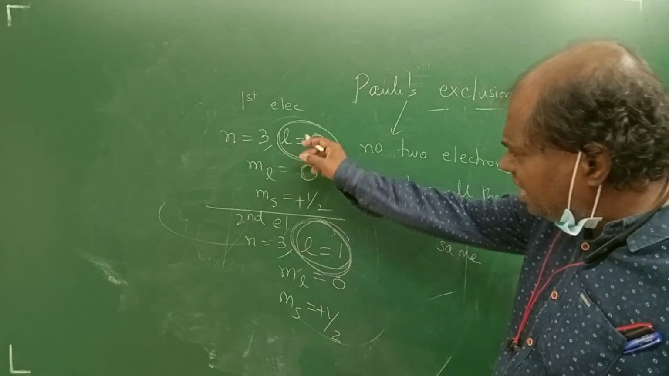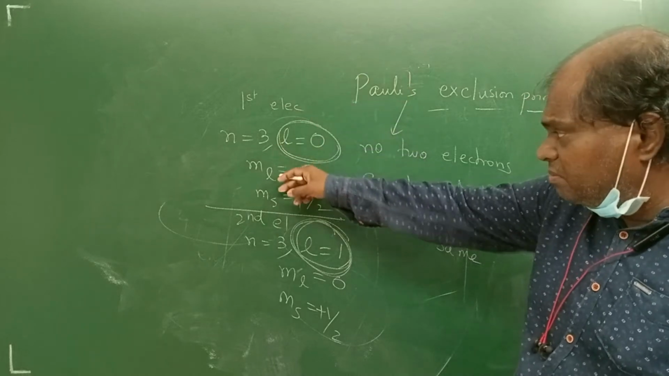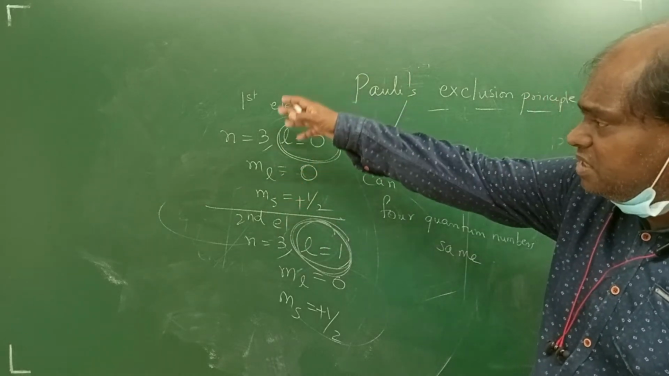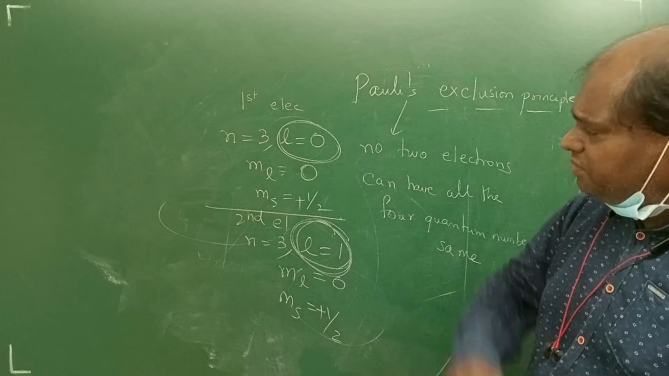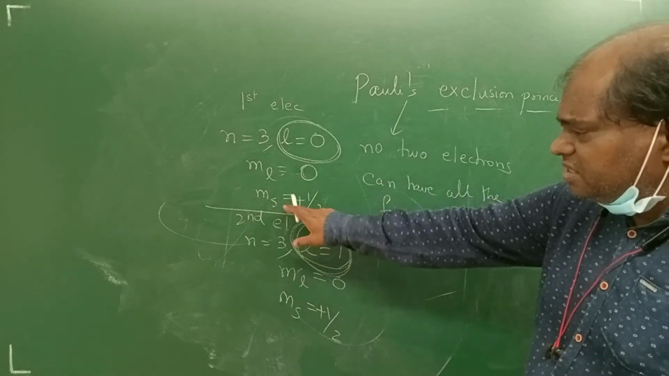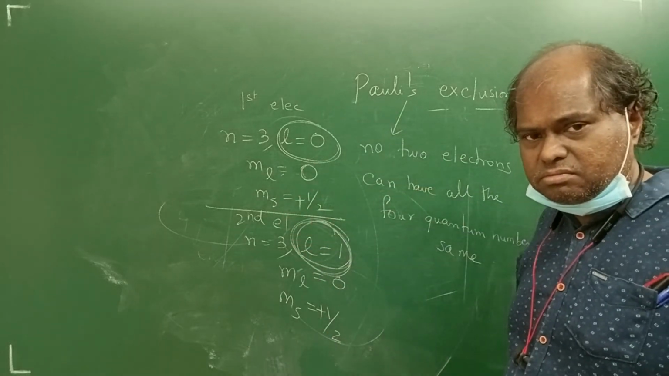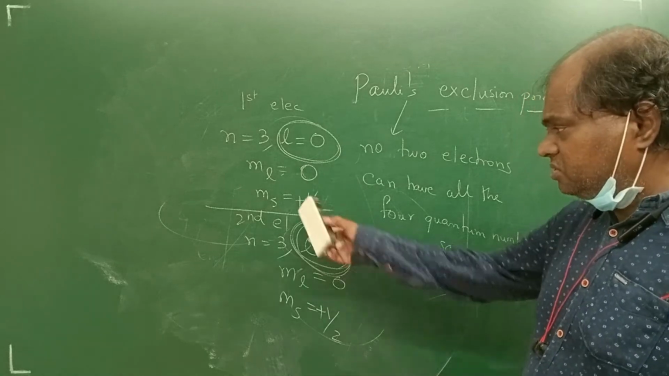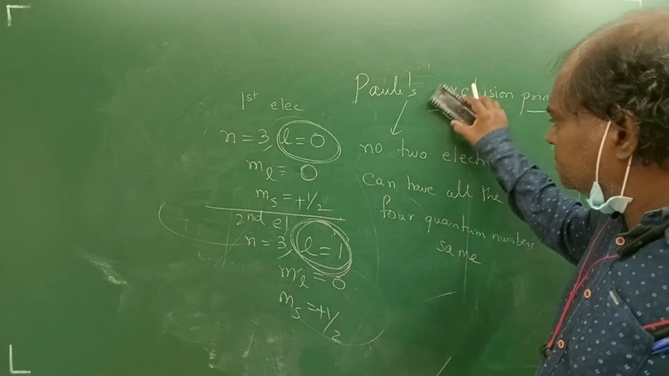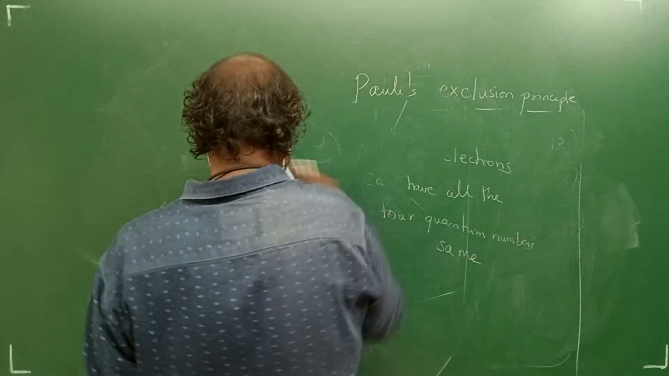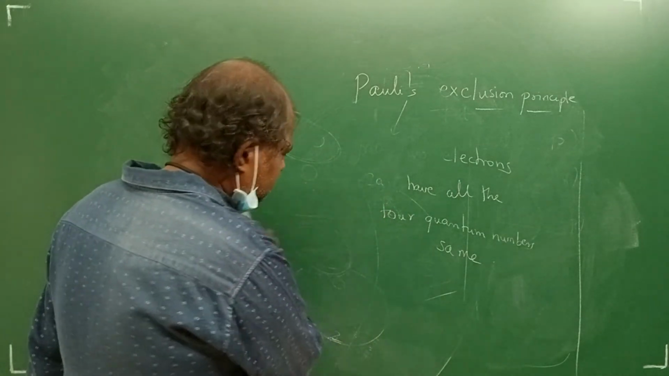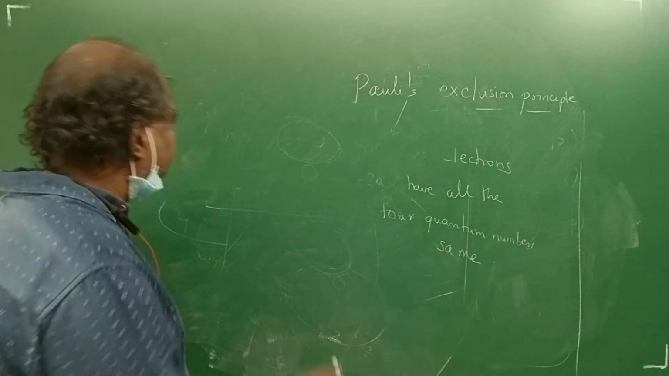So there should be a difference in L, or there should be a difference in ML, or there should be a difference in n. Or if everything is same, at least there should be a difference in MS. Clear? Yes. At least MS should be different. Fine. So that is what Pauli is telling us, right?